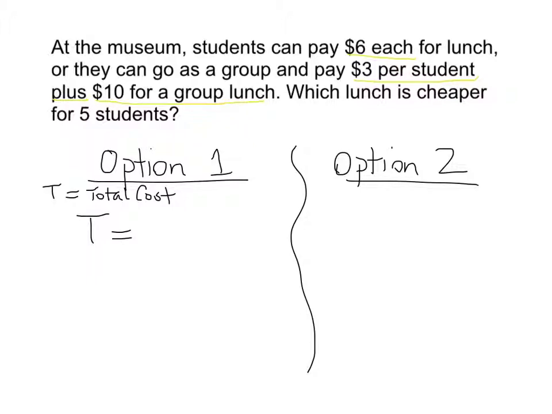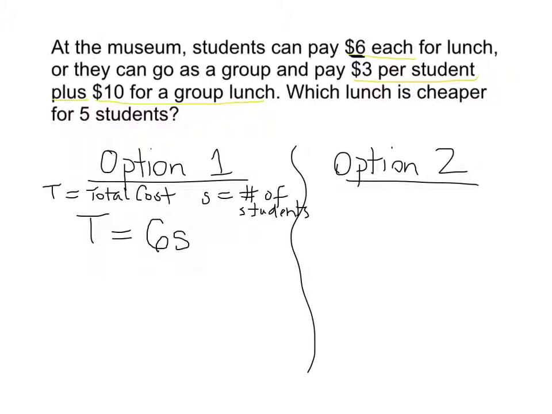So t is equal to, well, if it's $6 for each student, it will be $6 times s. So we would write that as 6s. Okay, and in this case, what does s represent? The number of students, right? So to calculate how much it costs, for one student, we know it's $6. For two students, it would be $12, and so on. So we have to multiply the number of students by $6.